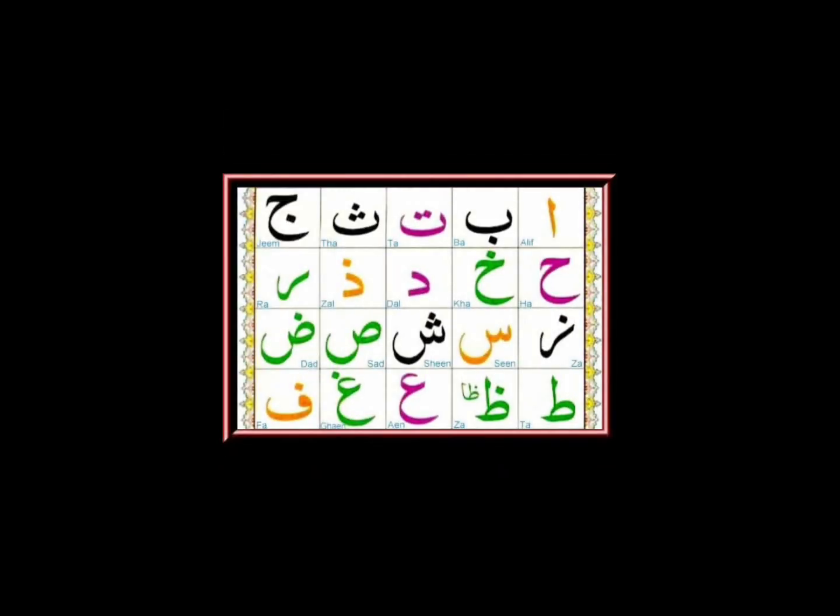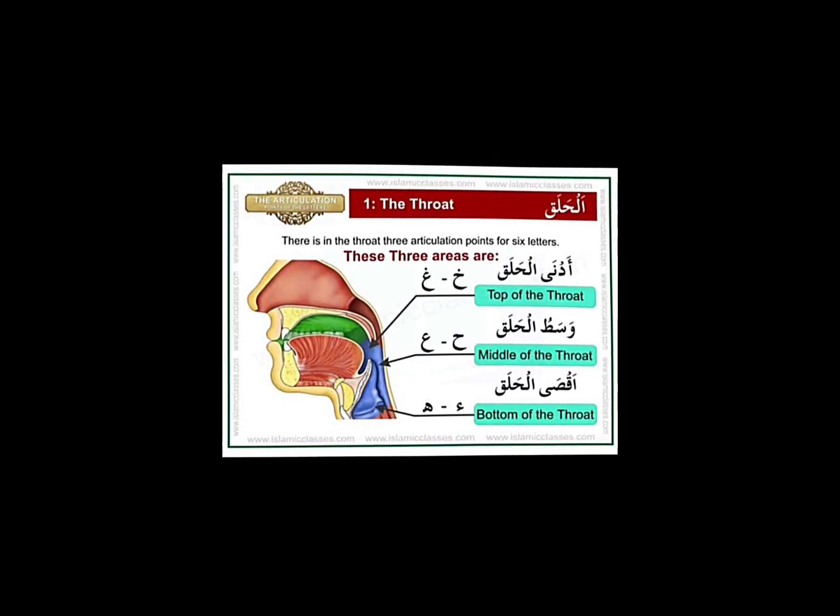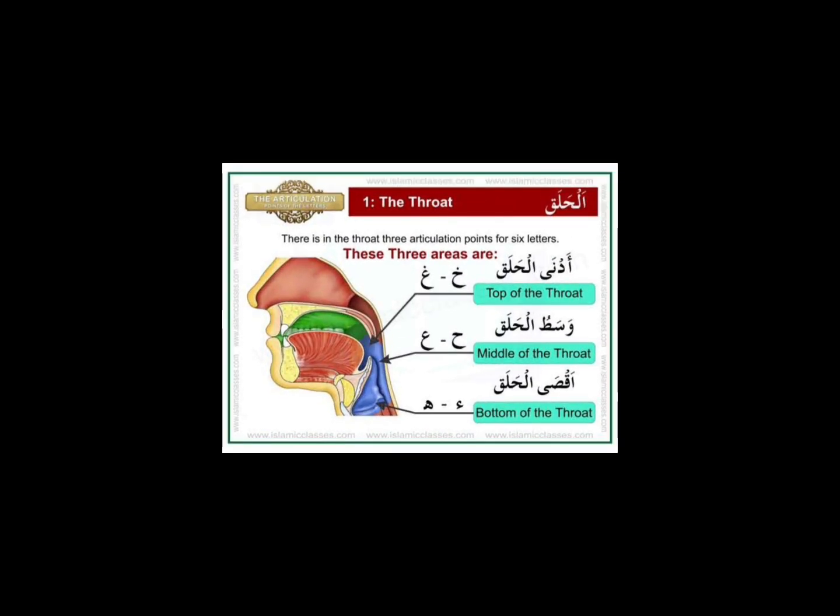Our next letter is Ghain. Please read after me. Let me explain you origin of Ghain. Ghain pronounced from upper part of throat. One more time. Ghain pronounced from upper part of throat. From here we pronounced Ghain. Please read after me.